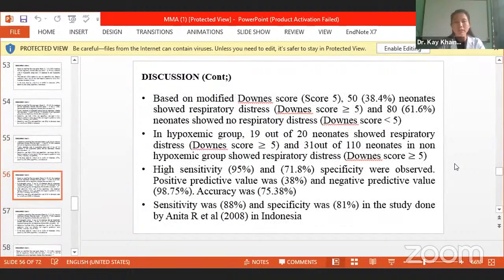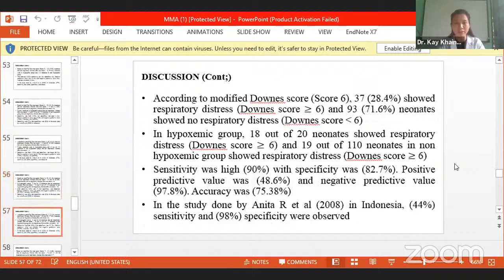According to modified Downes score 5, high sensitivity 95% and 71.8% specificity. Positive predictive value was 38% and negative predictive value 98.75%. Accuracy was 75.38%. Sensitivity was 88% and specificity was 81% in the original study.